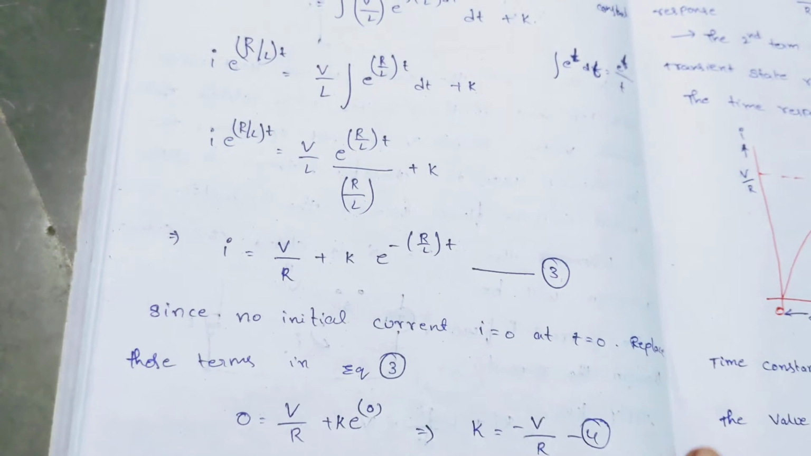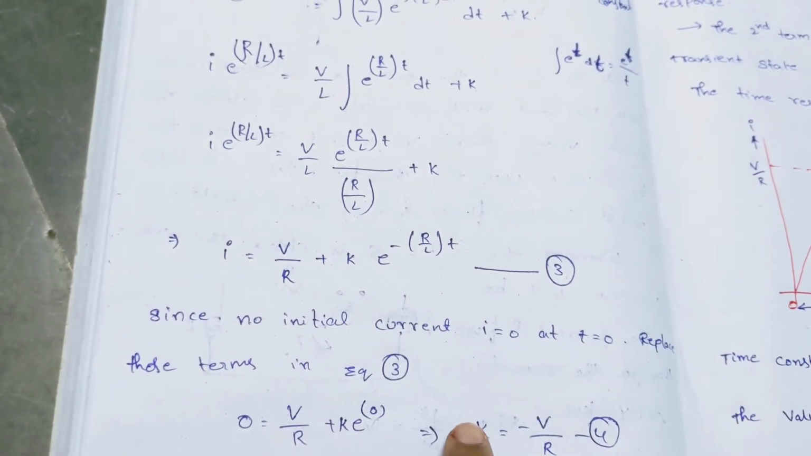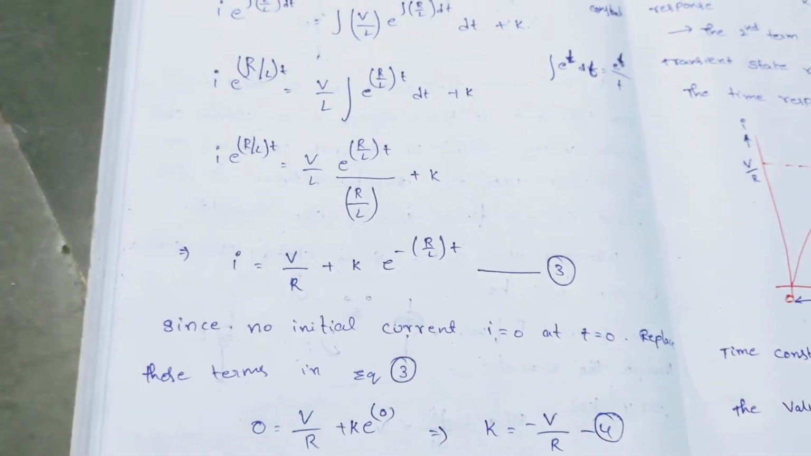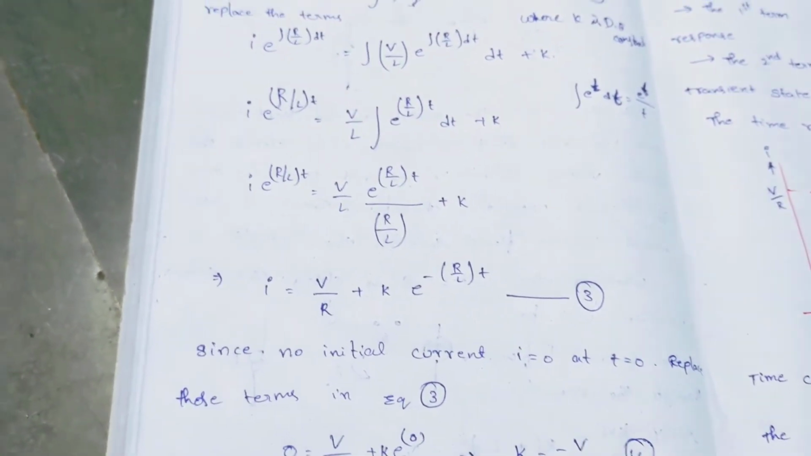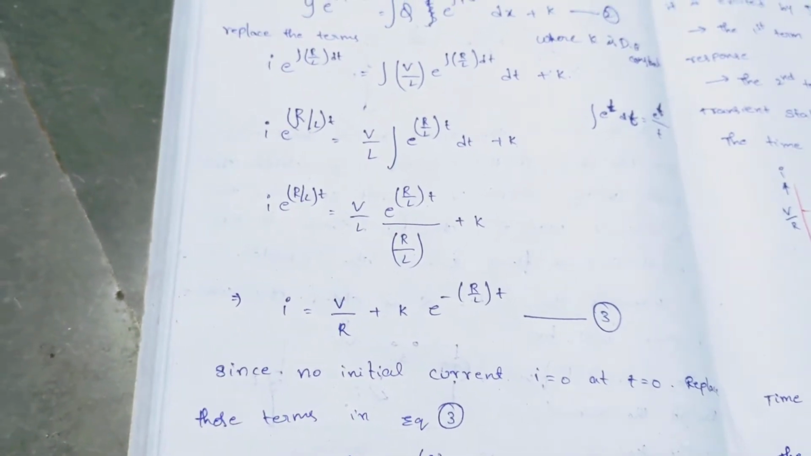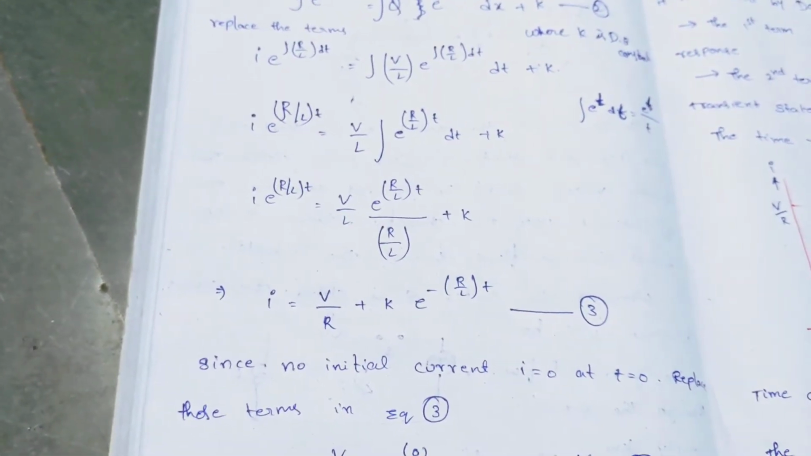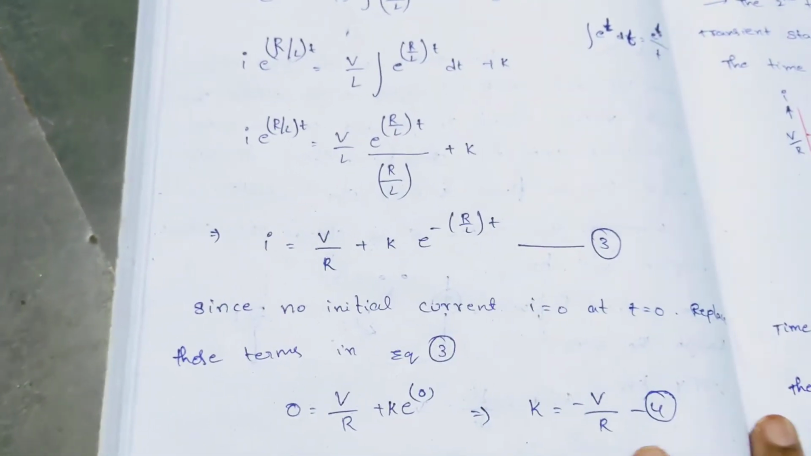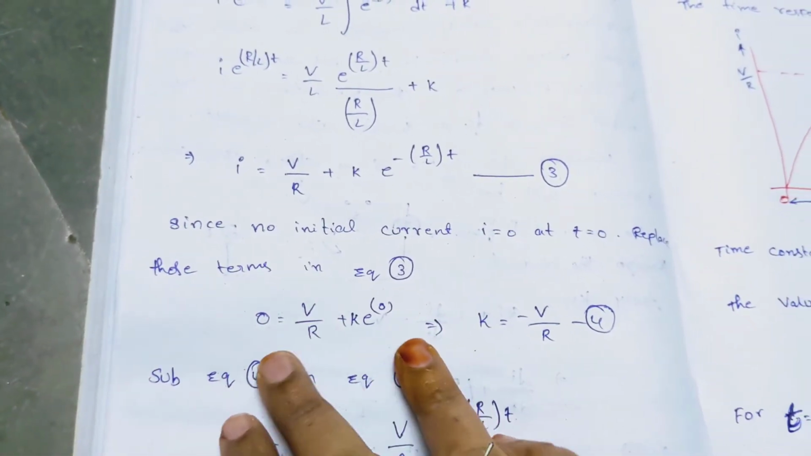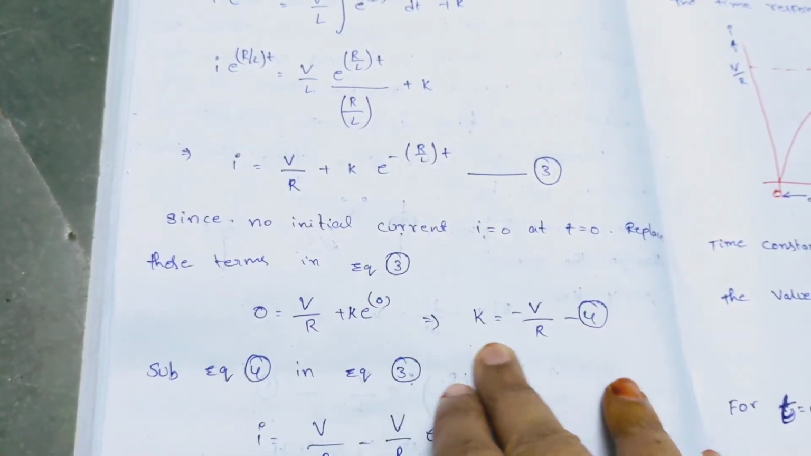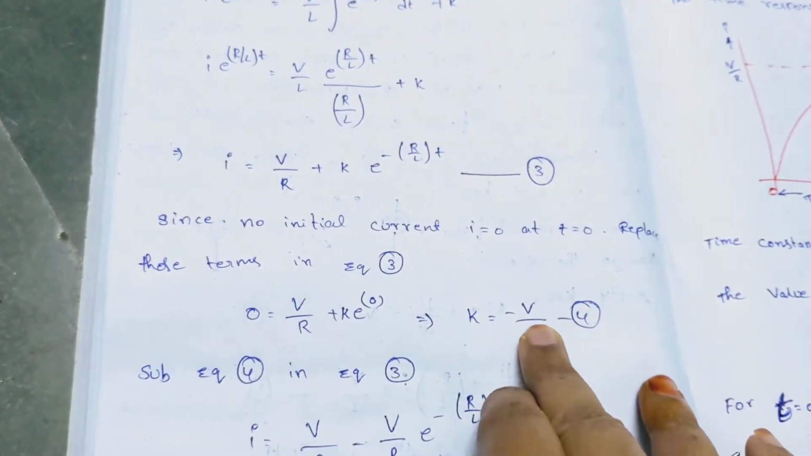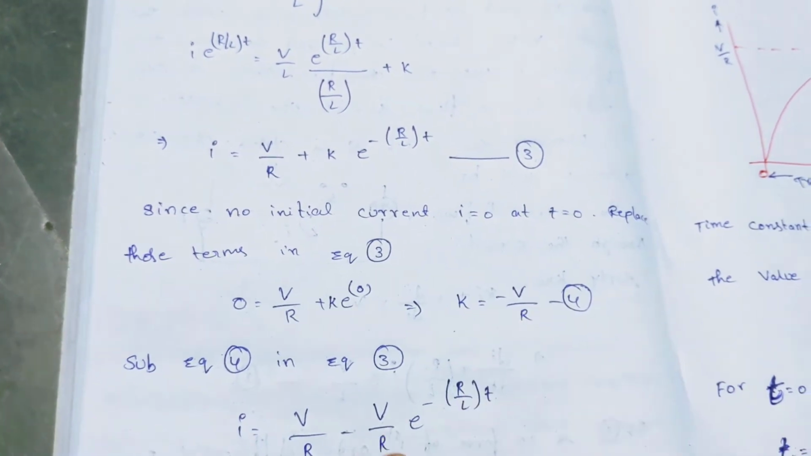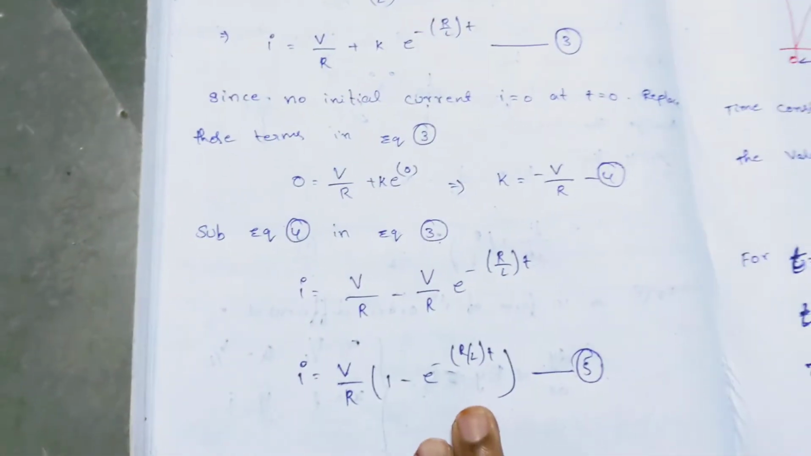We already know that initially there is no current in the circuit at t equals 0. Since the inductor does not allow a sudden change in current, the inductor current is 0, so the entire circuit current is equal to 0. So I replace those terms: for t equals 0, I equals 0. Then I can find the k value in terms of V and R: k equals minus V by R.